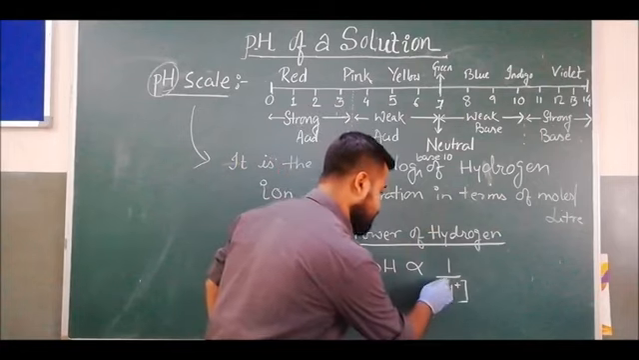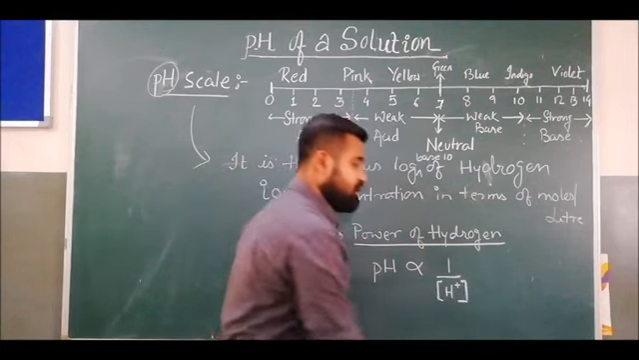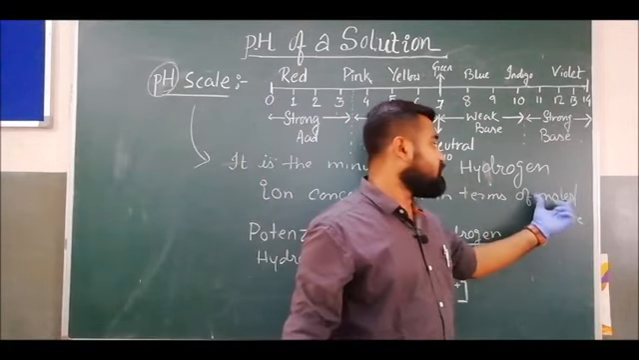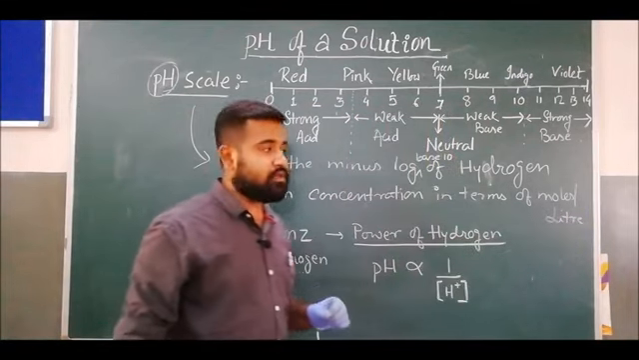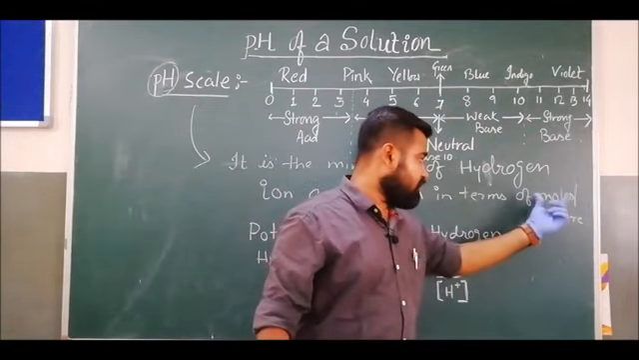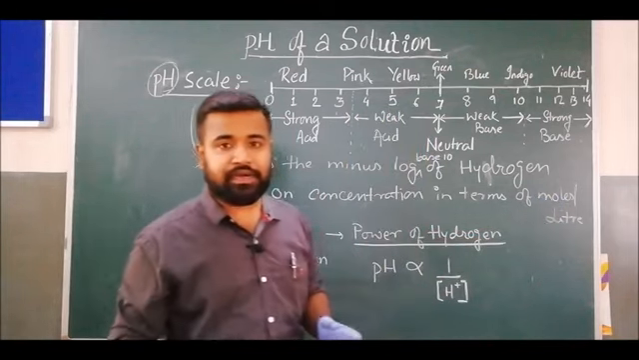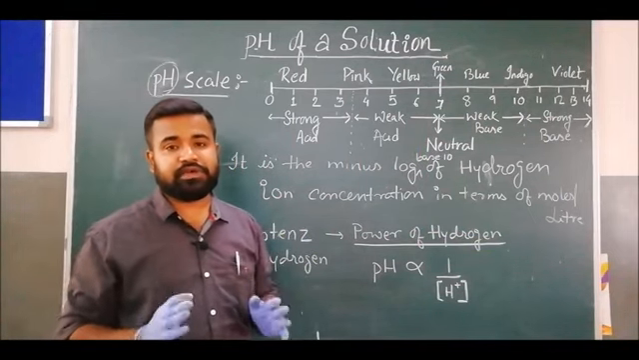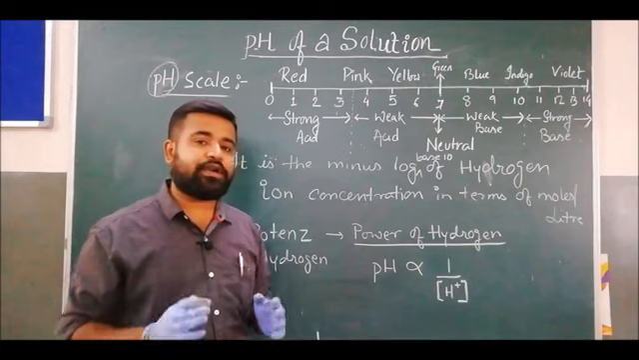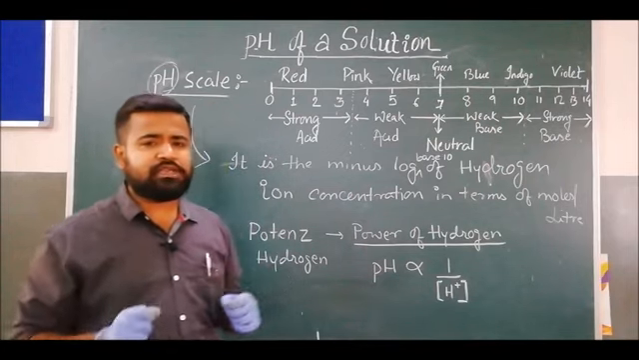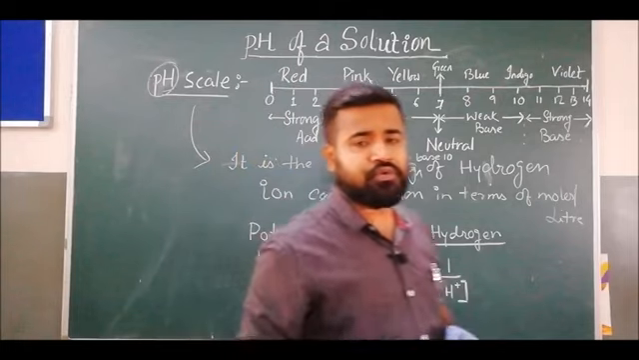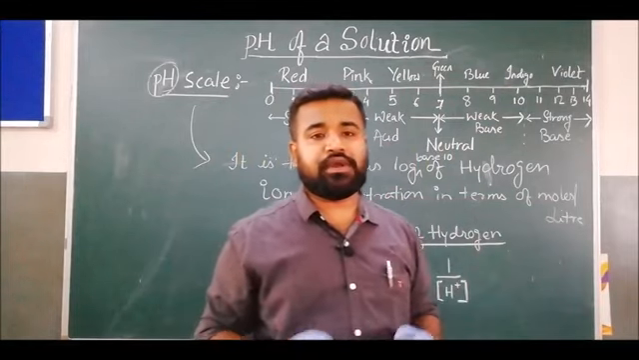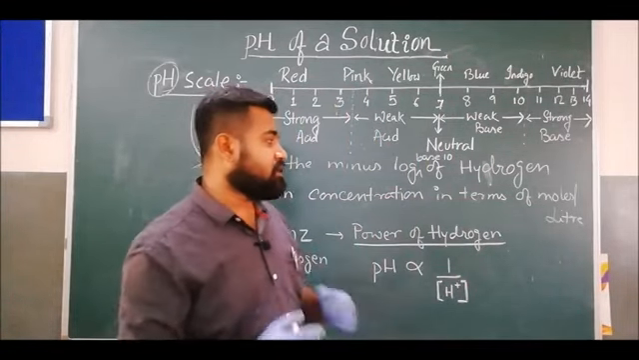Concentration is represented by square brackets, and for that the unit we use is moles per liter, meaning 1 liter. In 1 liter of solution, how many moles of H plus ion are there? Already in class 9 you have studied about the mole. What is a mole? 1 mole equals 6.022 times 10 to the power 23 particles. That is a mole.